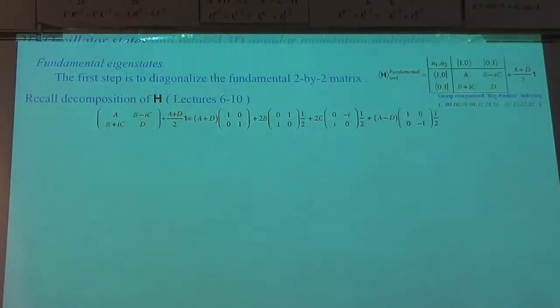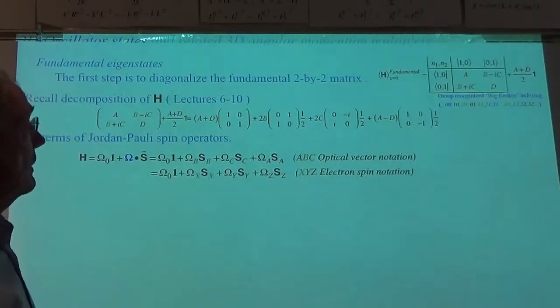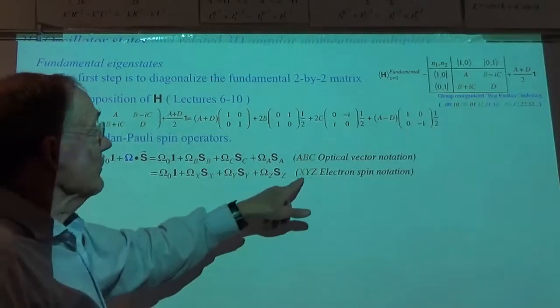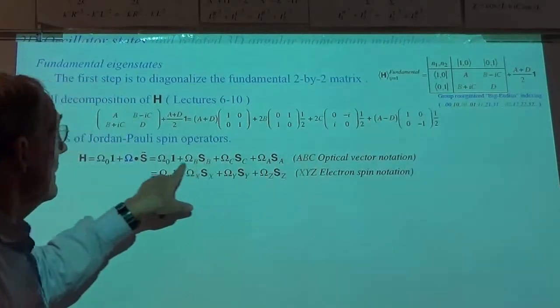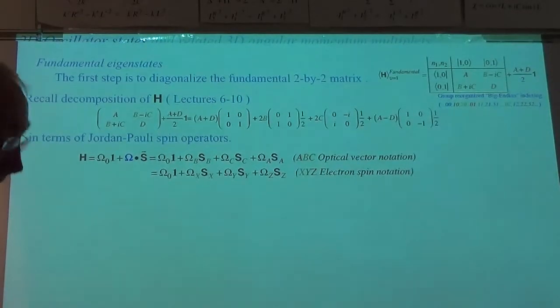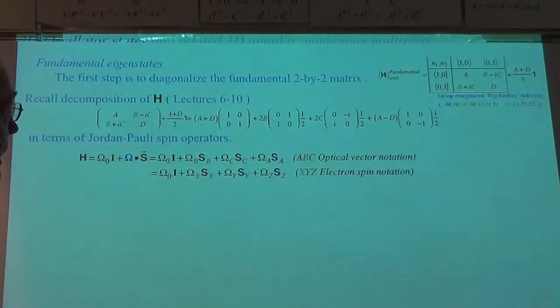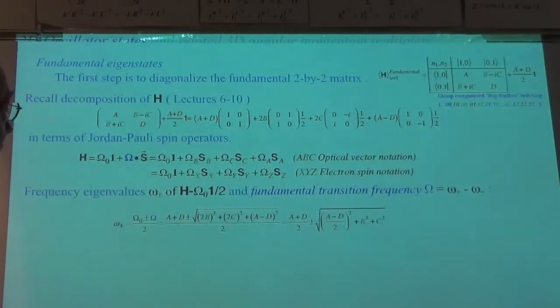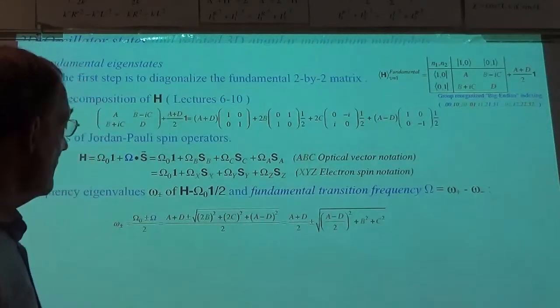Just to remind you from lectures 6 to 10. In terms of spin operators, that's one way to do it. This is the XYZ electron spin notation. This is the optical vector notation. This is our funny little dot product that we made, operators with a vector. The frequency eigenvalues of this, we've already studied that.